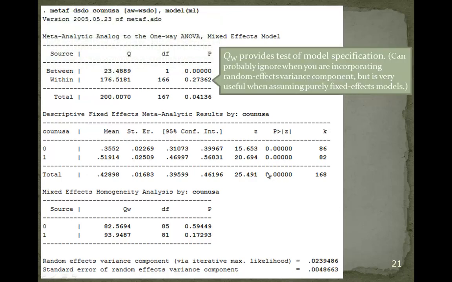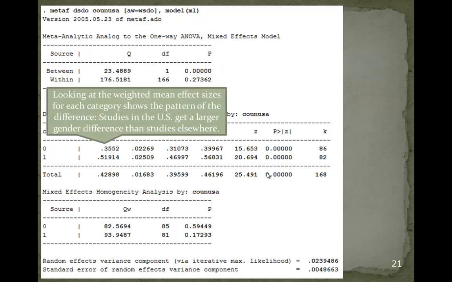The QW provides a test of model specification. You can probably ignore it when you're incorporating random effects variance components, but it is very useful when you're assuming purely fixed effects models. In fact, I have concerns about the calculation in the Wilson macro, and I'm not absolutely positive that it's correct, at least in the instantiation here for Stata.